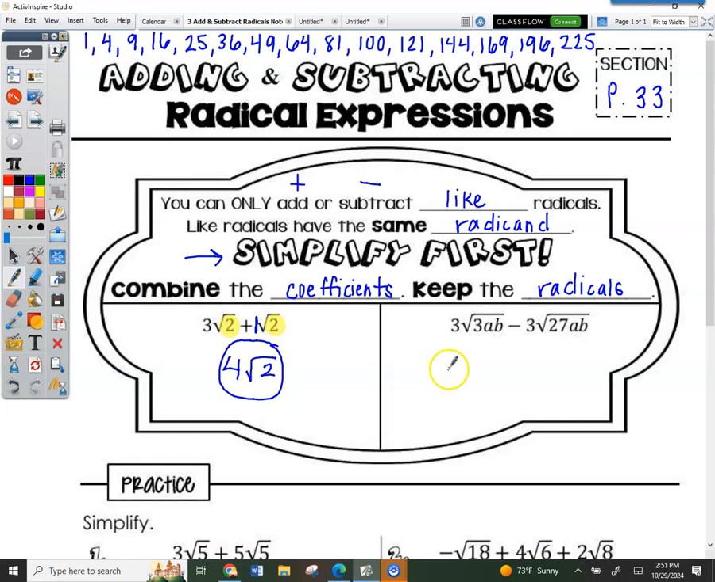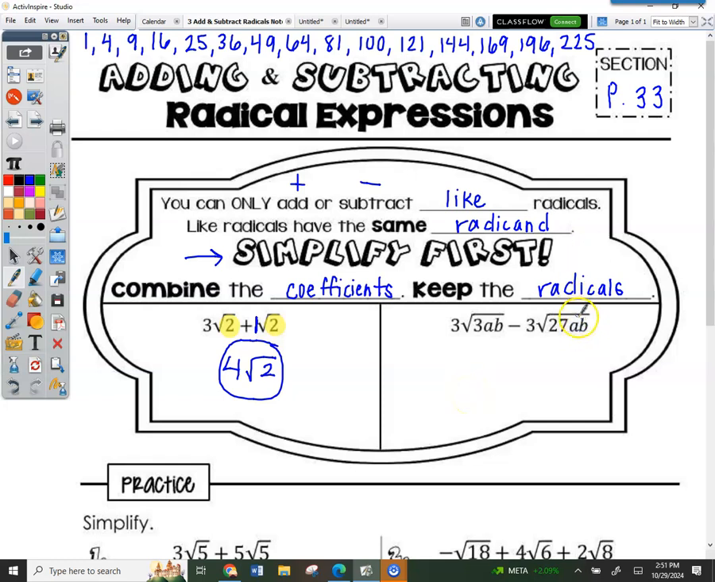They're like terms because they have the same radical. So you can add them or subtract them. They just have to have the same radical. That's as easy as it gets. What makes it more challenging? Because we are in high school, sometimes you have to break the radical down. That's what makes it more challenging.